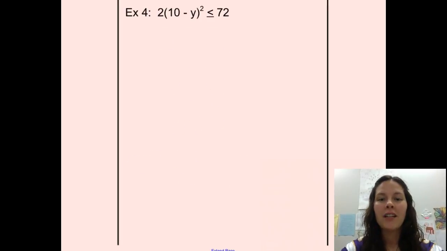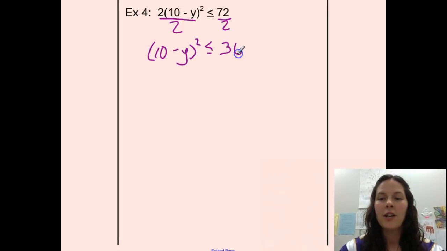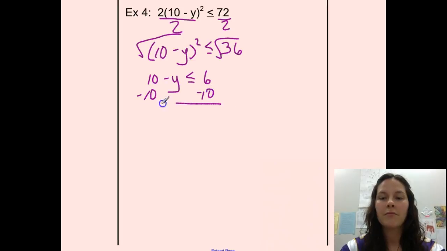One more square, dividing both sides by 2, we get 10 minus y squared is less than or equal to 36. We divided both sides by a positive, so the inequality symbol stays the way it is. Taking the square root of both sides, we get 10 minus y is less than or equal to 6. Subtracting 10 from both sides, we get negative y is less than or equal to negative 4. And finally, canceling that negative in front of the y.